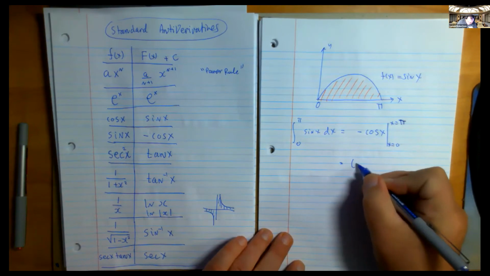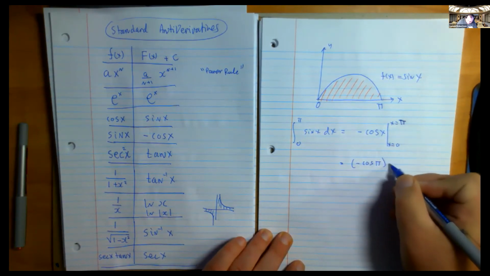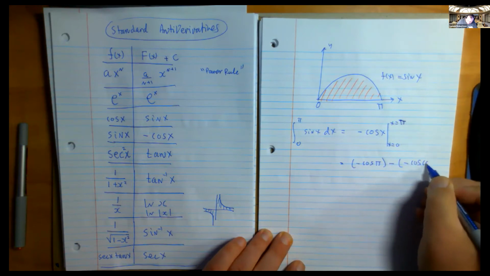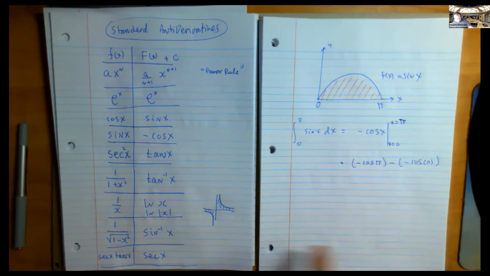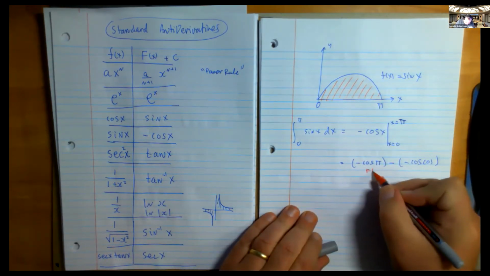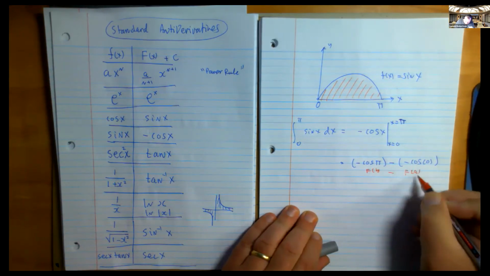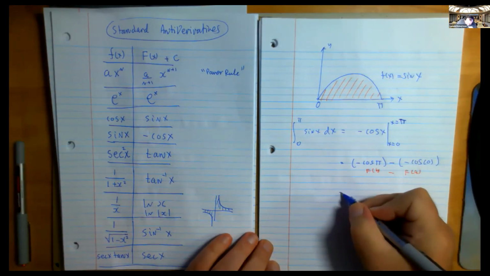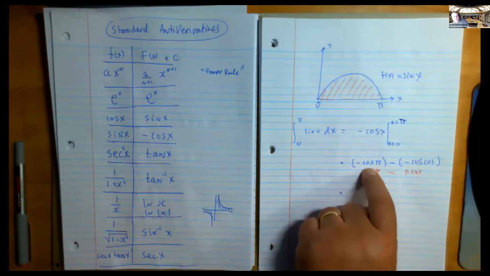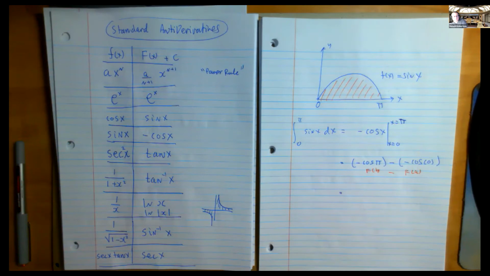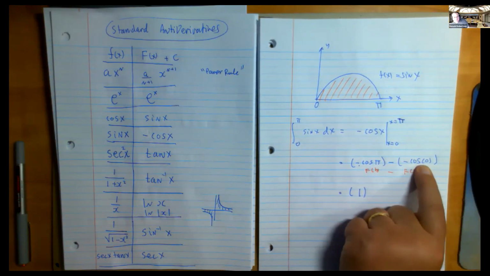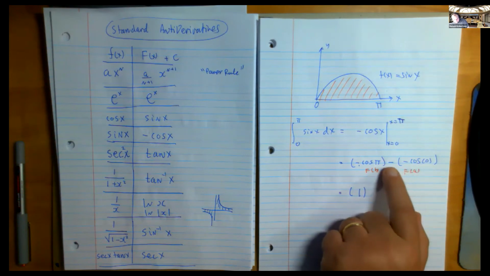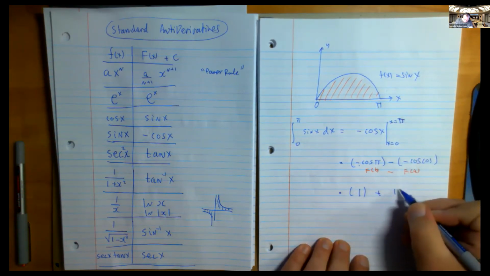Now, what do I have? Well, I have negative the cosine of pi, take away negative the cosine of 0. Agreed? Plug in pi, plug in 0. That's basically your f of b, take away your f of a. Got to be a little bit careful here. What's the cosine of pi? -1. So what we have here is the negative of -1, so that's 1. The cosine of 0 is 1, so that's -1. And take away -1 is basically adding 1.